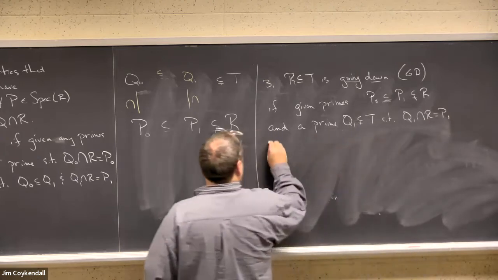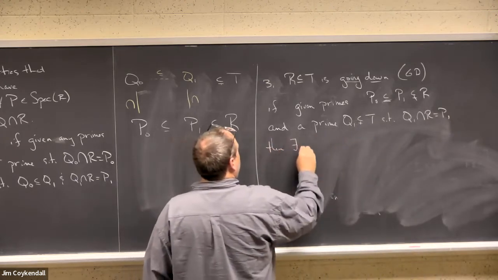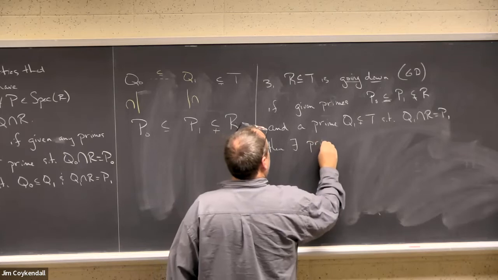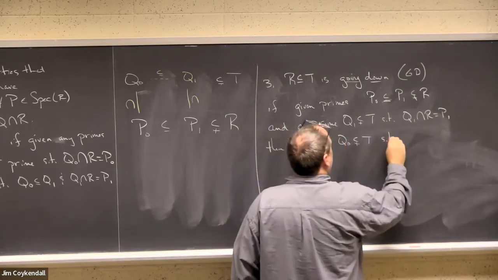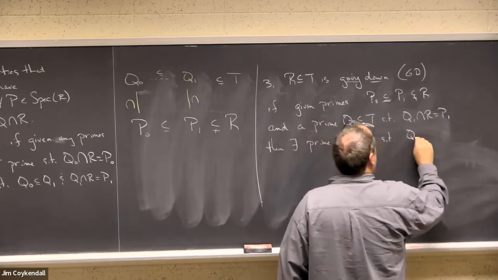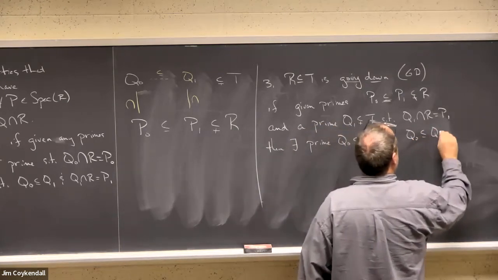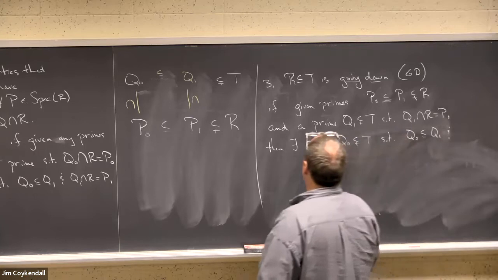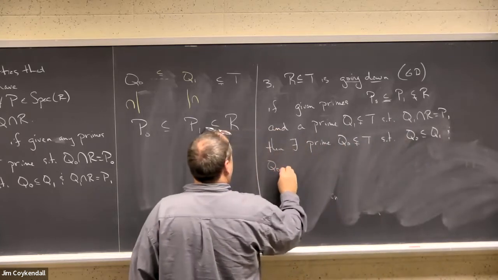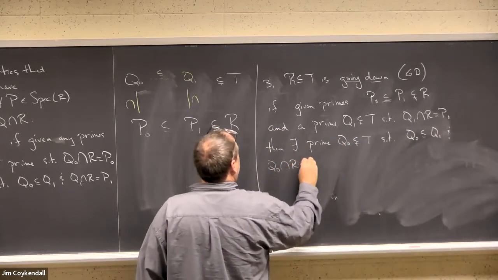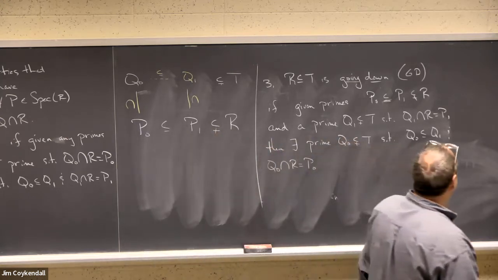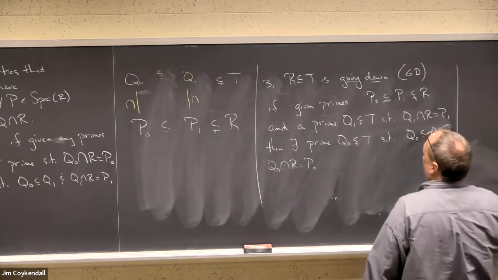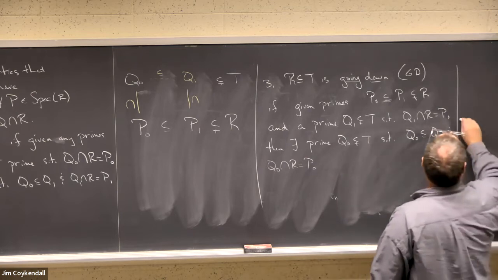Then there exists a prime Q0 such that Q0 is contained in Q1 and Q0 intersect R. And so here's kind of a diagram of that situation.